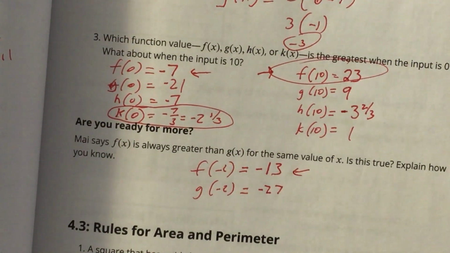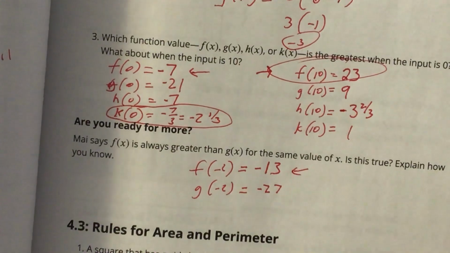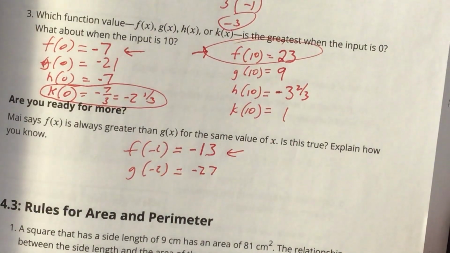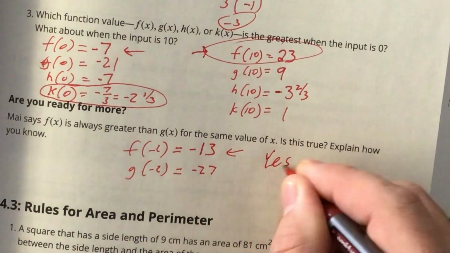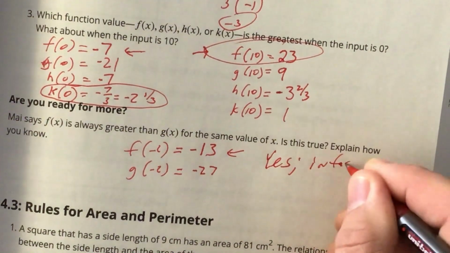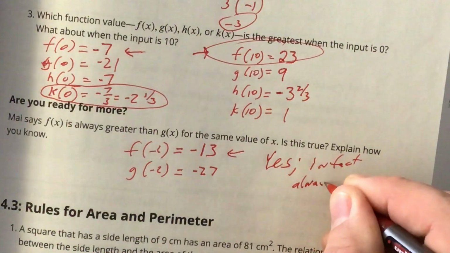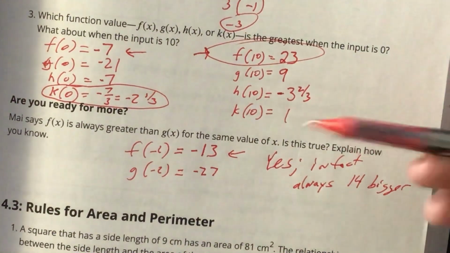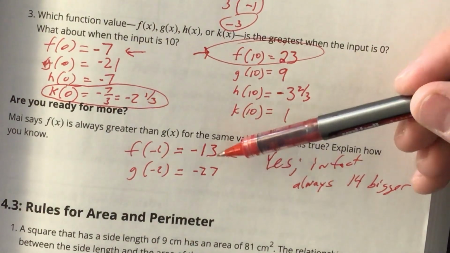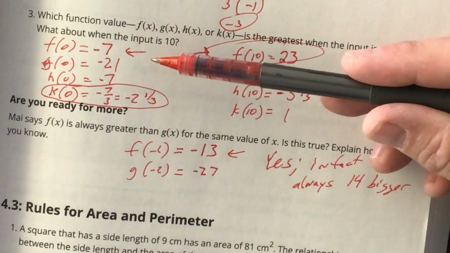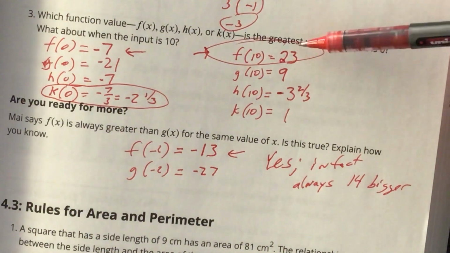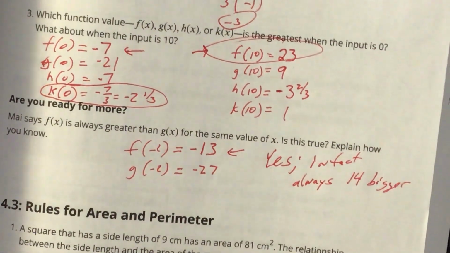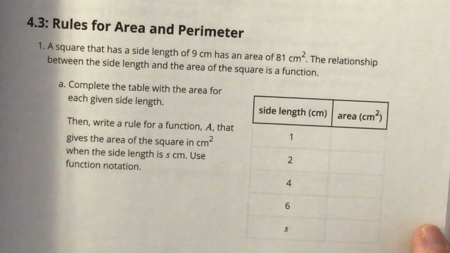So we tried 0, we tried a positive, we tried a negative. Are you ready to make an assumption? Yes. In fact, it's actually always 14 bigger than g, no matter the number you try. Okay, so being able to recognize patterns is beneficial as well.